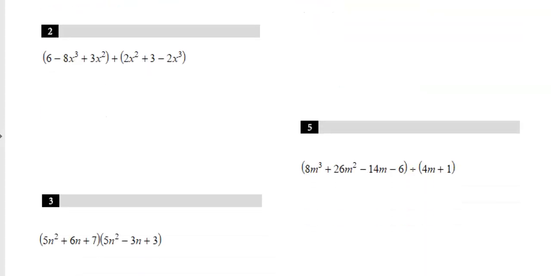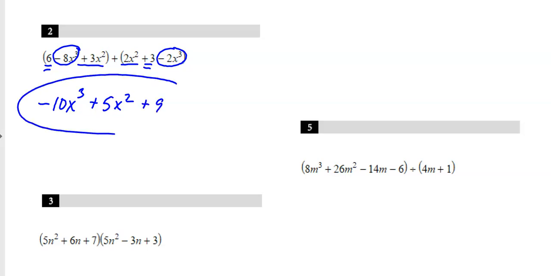Sliding down. Since this is plus, you can just ignore all parentheses and just combine like terms as is. So let me see, the biggest one, I have a negative 8x to the third, negative 2, so there's a negative 10. 3x squared and 2x squared, a positive 5x squared. And then I have the constant 6 and 3, which comes out to be a 9. So correct answer for number 2, boom.